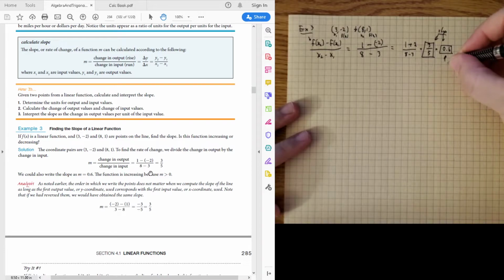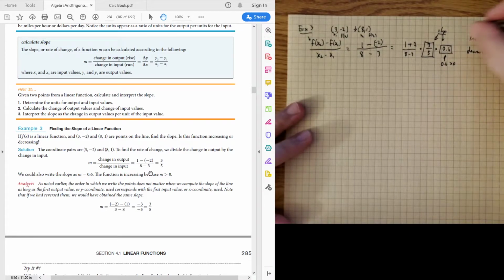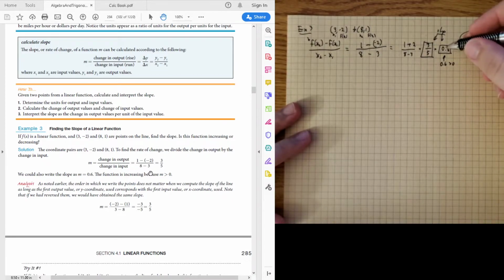What we can see from here, 0.6 is bigger than 0. That means this function is increasing. If this had been a negative number, like say negative 0.6, we'd call it decreasing.